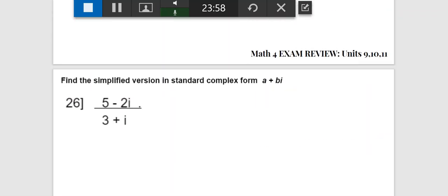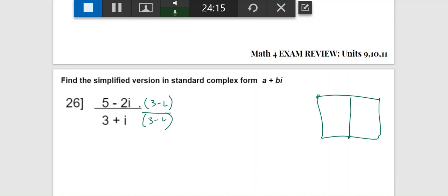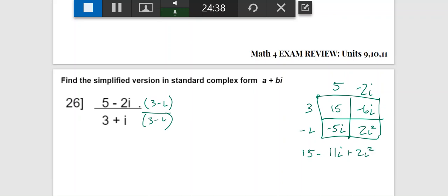And the last one, simplify this. What we're going to have to do is to multiply by the conjugate. And well, the top one will definitely need to box. 5 minus 2i, 3 minus i. That's going to give me a 15, a negative 6i, a negative 5i, and a positive 2i squared, which is 15 minus 11i plus 2i squared. The i squared turns it into a negative 2, and 15 minus 2 is 13.